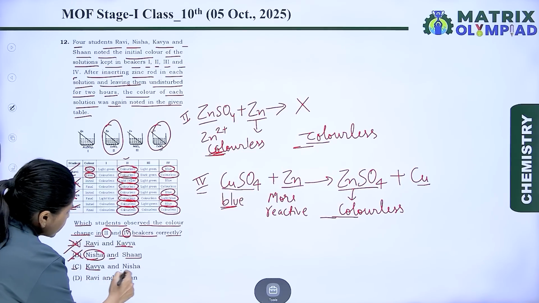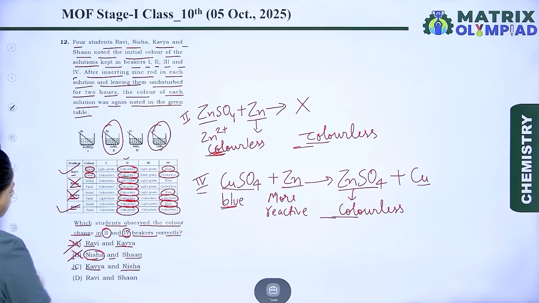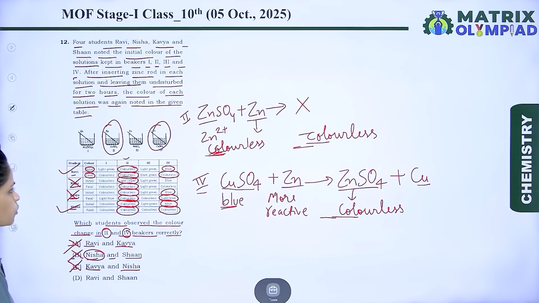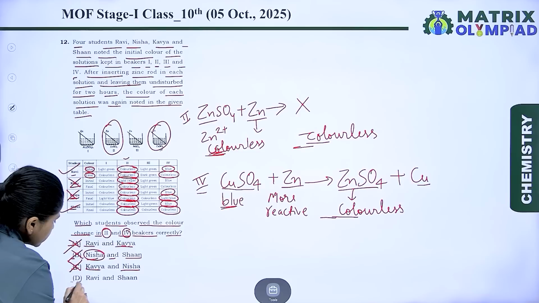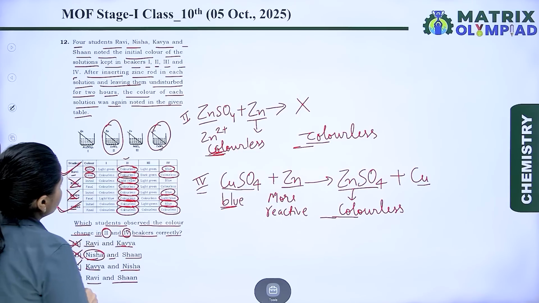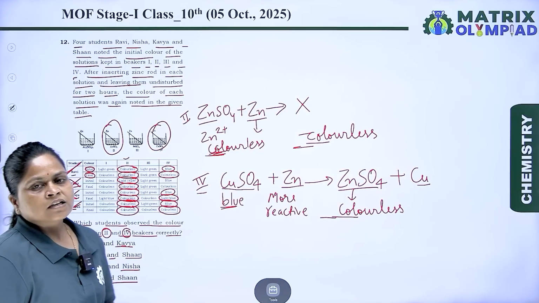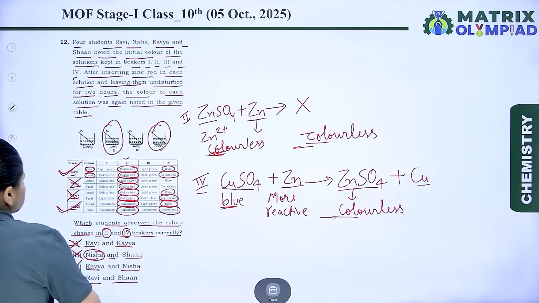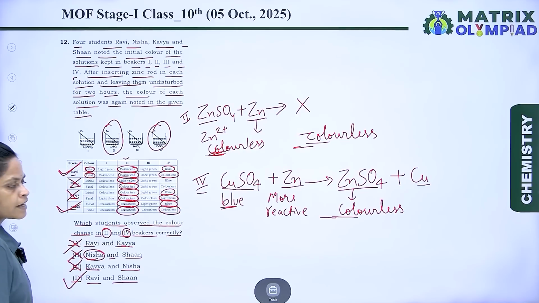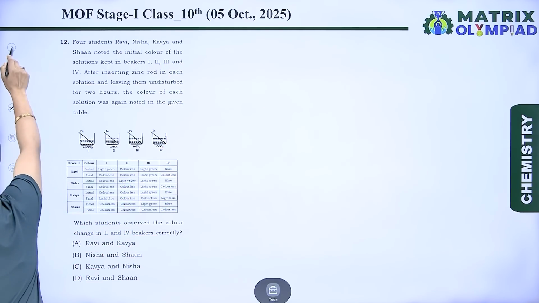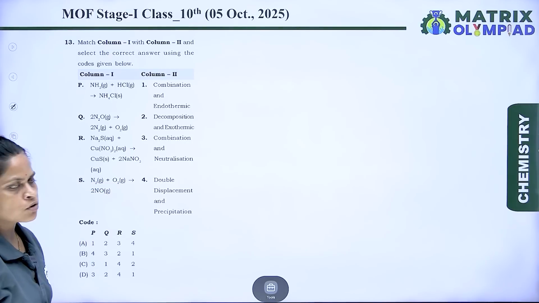C, Kavya and Nisha. Kavya and Nisha both find incorrect observations in beaker 2 and 4, so it is also incorrect. D, Ravi and Shan. Yes, Ravi and Shan both find correctly the color change in beaker 2 and 4, so this D option is correct for this question. Now the next question is, match the column.